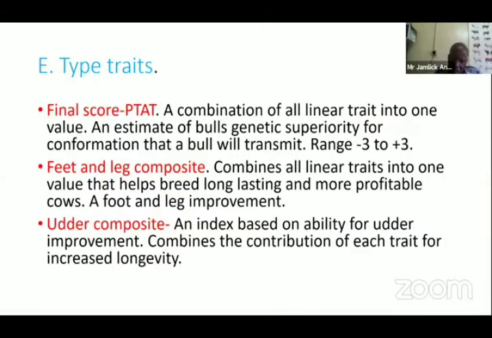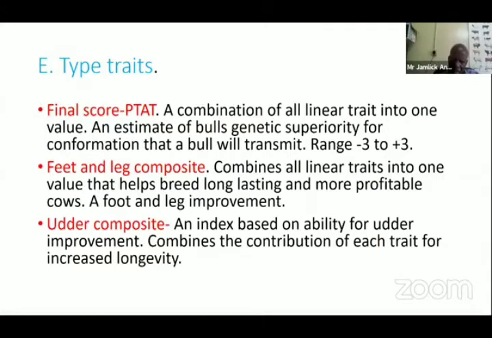Fit and right composite combines all linear traits into one value that helps breed long-lasting and more profitable cows. And therefore, it is a combined index which is meant for foot and leg improvement.